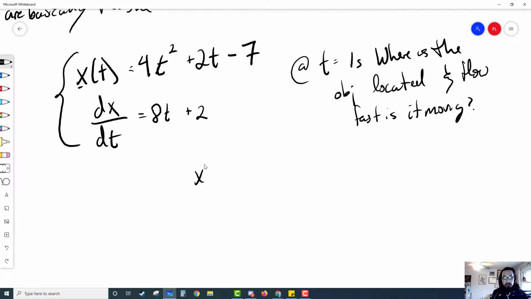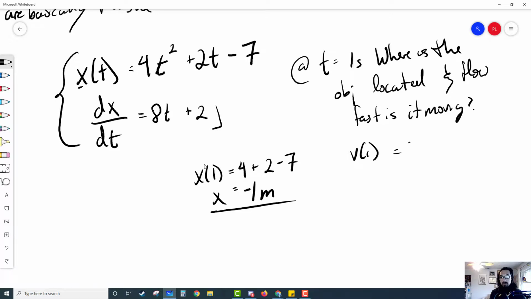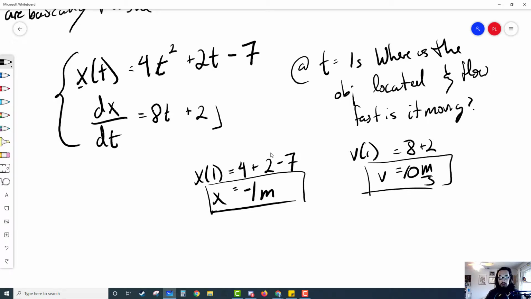So let's try it. x of 1 is equal to 4 times 1 plus 2 times 1, which gives us 2, minus 7. And we can say that at 1 second, this object is at -1 meter. How fast is it moving when it's at -1 meter? Well, we can use this equation. v of 1 is equal to 8 times 1, which gives us 8, plus 2, and it's moving at 10 meters per second. So when this object is at -1 meters, it's moving at 10 meters per second.